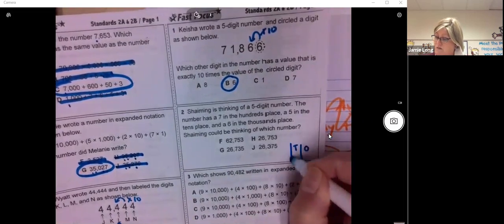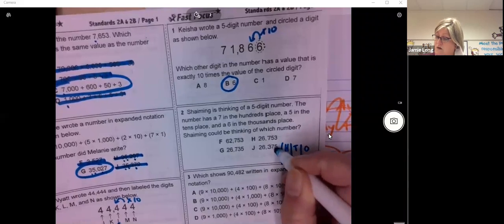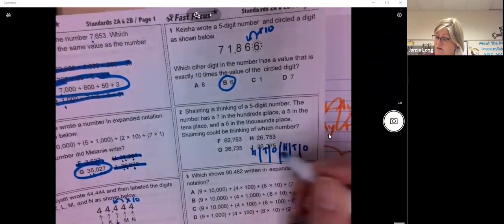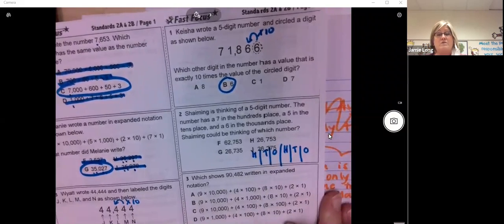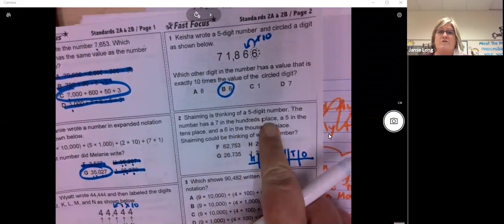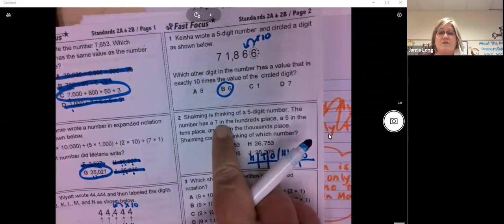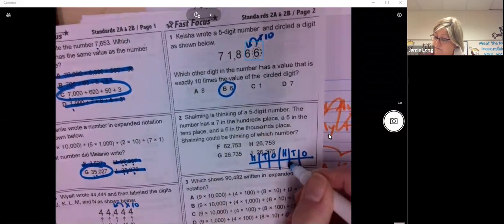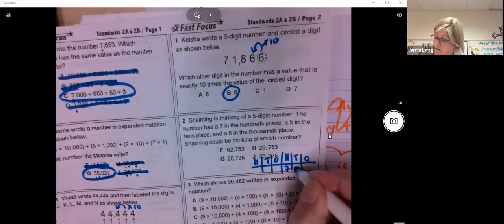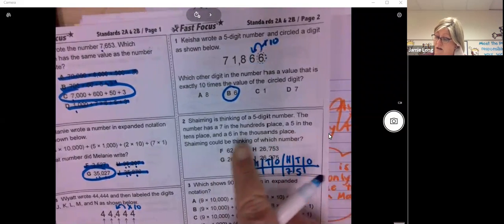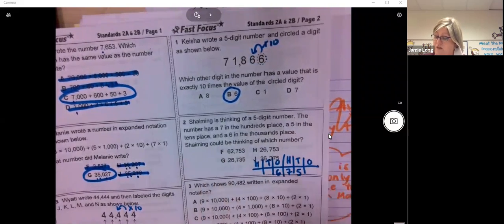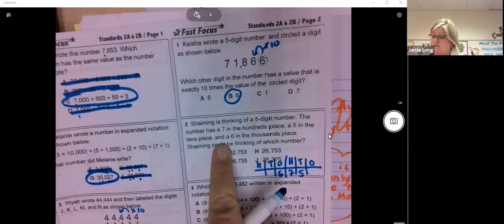Ones, tens, hundreds, ones, tens, hundreds. Sorry, I wrote all over it again. I'm writing backwards, but that's how we do it in a place value chart. And they didn't even give them to us in order this time. So it's a 7 in the hundreds place, a 5 in the tens place, and a 6 in the thousands place. And it says it's a 5-digit number.